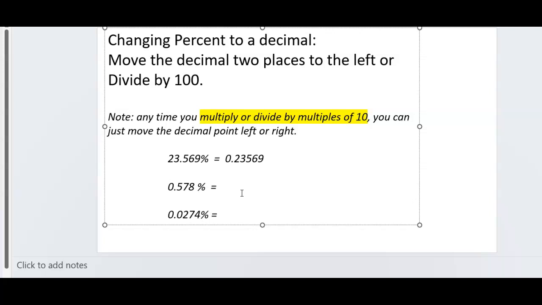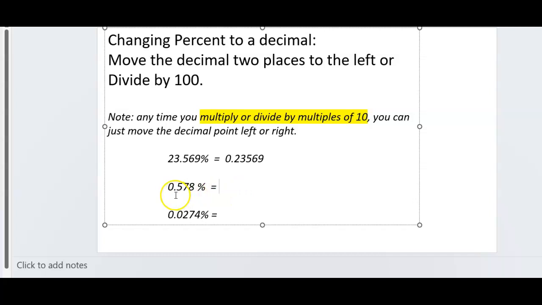You're just moving the decimal twice to the left, or really what you're doing is dividing by 100, right? Percentages are by 100. So if you want to grab your calculator, you could divide by 100, but when you divide by multiples of 10, you move the decimal place to the left as many zeros as you have. So 100 has 2 zeros, that's 2 places to the left. So again, percent to a decimal, move the decimal point 2 places to the left.